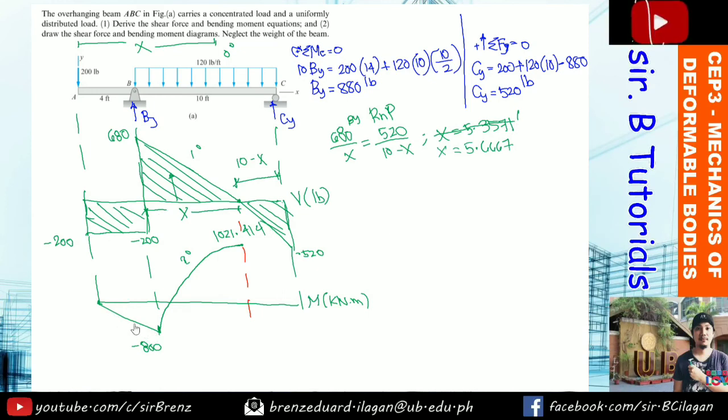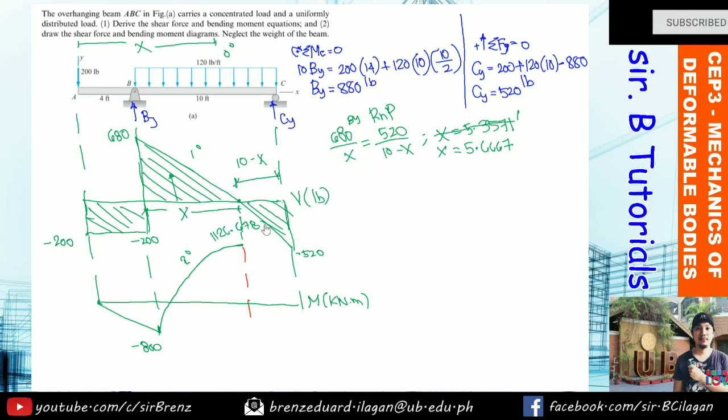Ito naman walang problema, di ba? Ito lang din naman siya. So dito tayo sigurado iba yung value niya. Hindi ito 1021.414. So coming from negative 800, plus the area again ng triangle. So 1/2 of the base, so 5.6667 times 680, 1126.678. So medyo kumalat yung bilbil ko, so malamang tama ito.